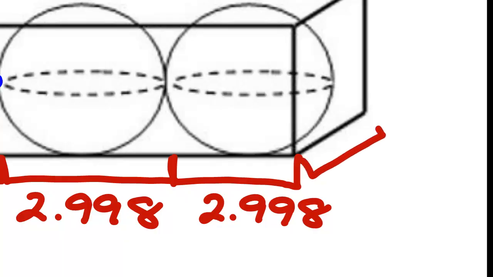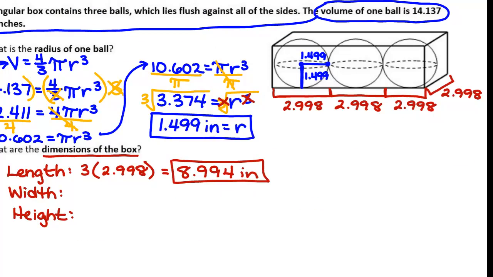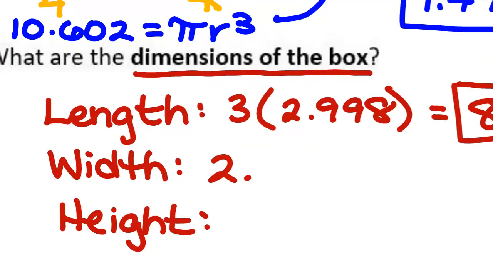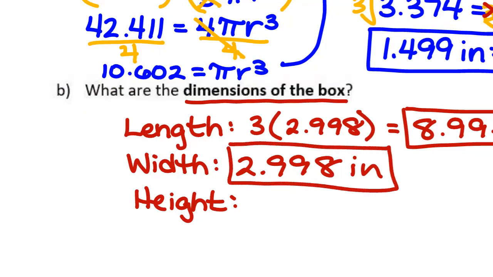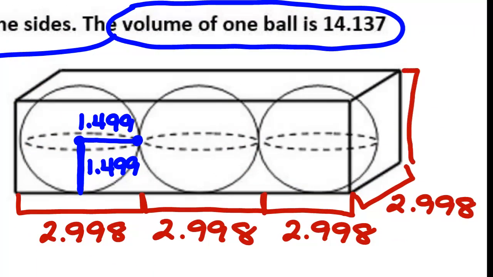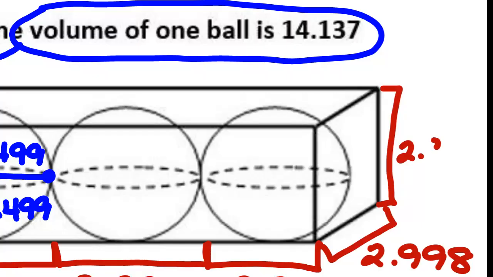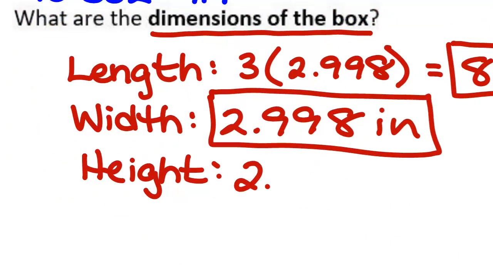What would the width of the box be? Yep, 2.998. So we would have 2.998 inches for the width. And what would the height of the box be? 2.998 inches, yes.